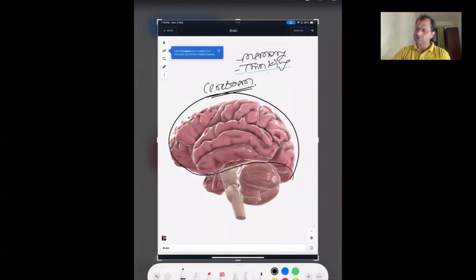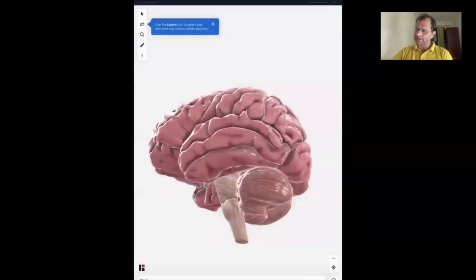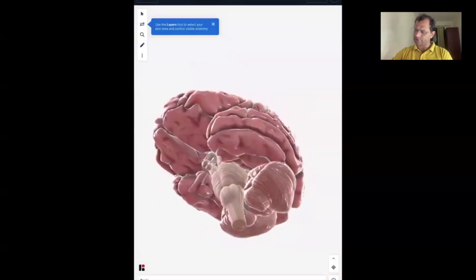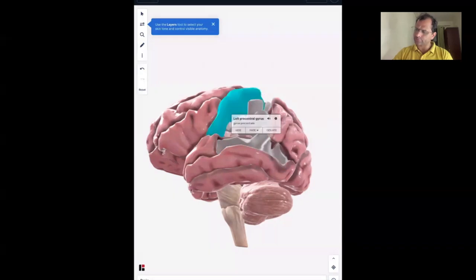So this is the cerebrum. Okay. So, the part of the forebrain. Then we are going a little inside. If we remove this forebrain, let's remove it a little. I am removing the forebrain so we can go inside.